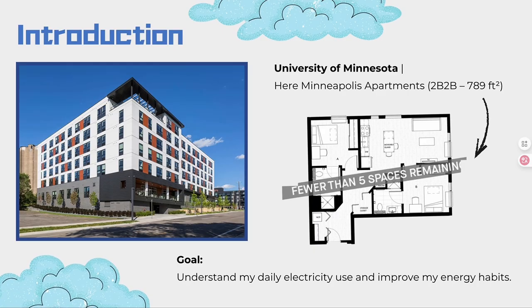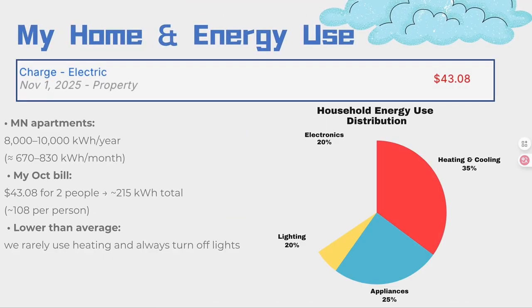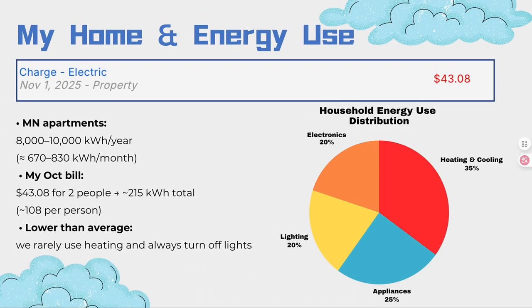I live off campus in a Minneapolis apartment, a 2-bedroom, 2-bathroom unit of about 789 square feet, which I share with one roommate. Our building uses electric heating and cooling, so our total electricity use depends a lot on how often we run the air conditioning or heater. Based on energy data for apartments in Minnesota, similar units use around 8 to 10,000 kilowatt-hours per year, or about 670 to 830 kilowatt-hours per month.